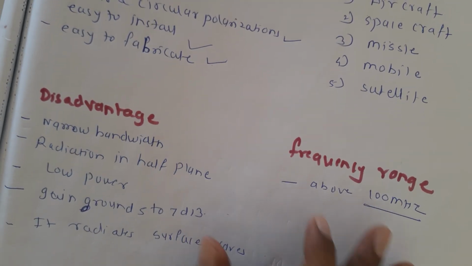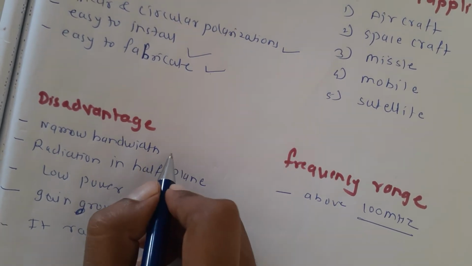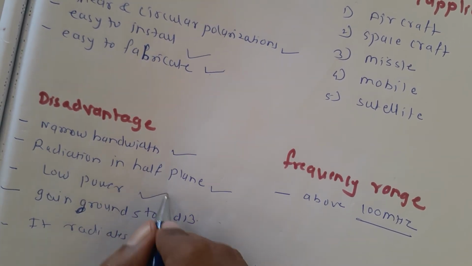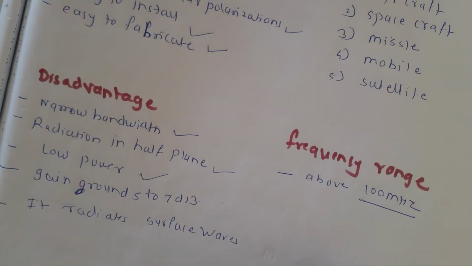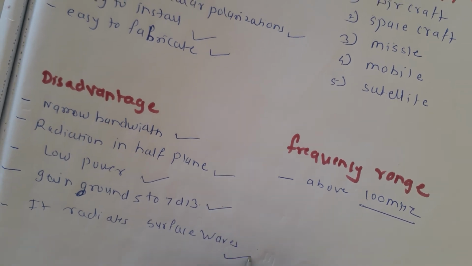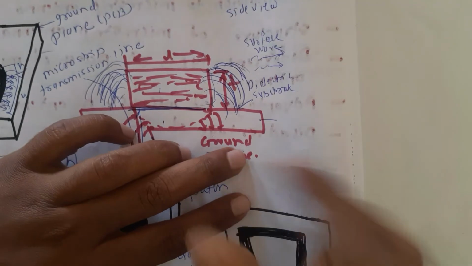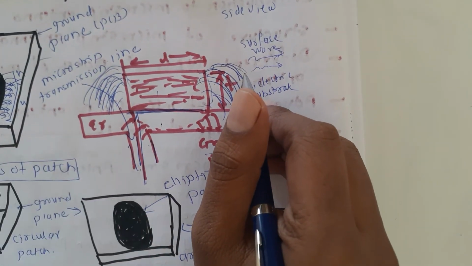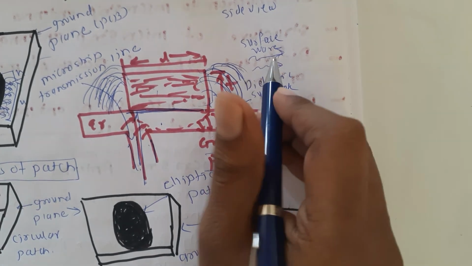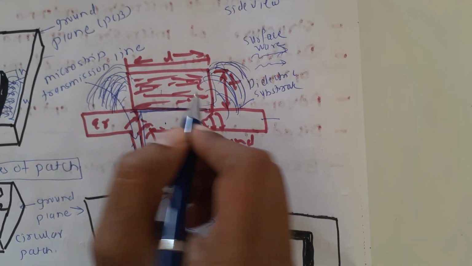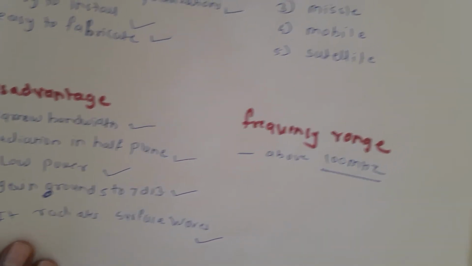Then again, what will be the disadvantages? Basically, it has a narrow bandwidth, then radiation in half planes, and low power. Because of small size, it has low power and is inefficient. Gain is around 5 to 7 dB. It radiates the surface wave. Like here, for the maximum radiation, some sort of reflection occurs on the surface or on the plane. That's why surface waves are generated, and it radiates on half planes like this. It radiates a surface wave.